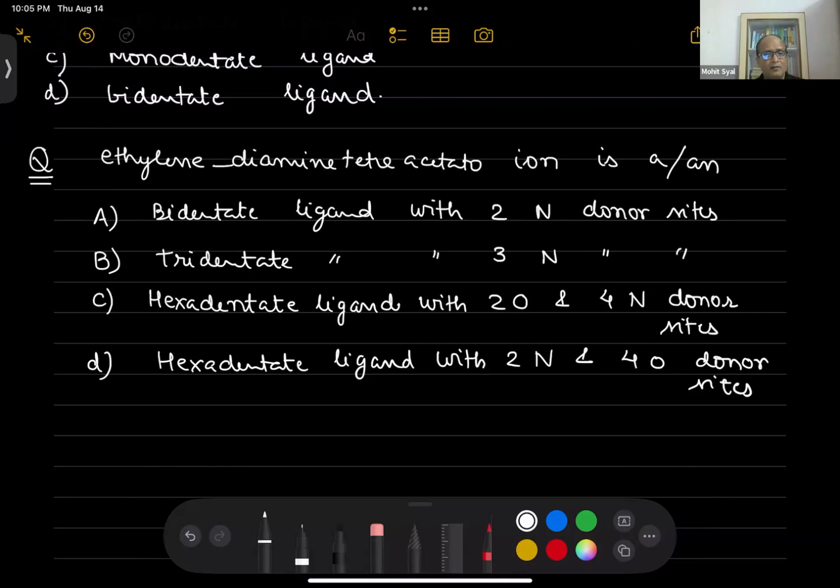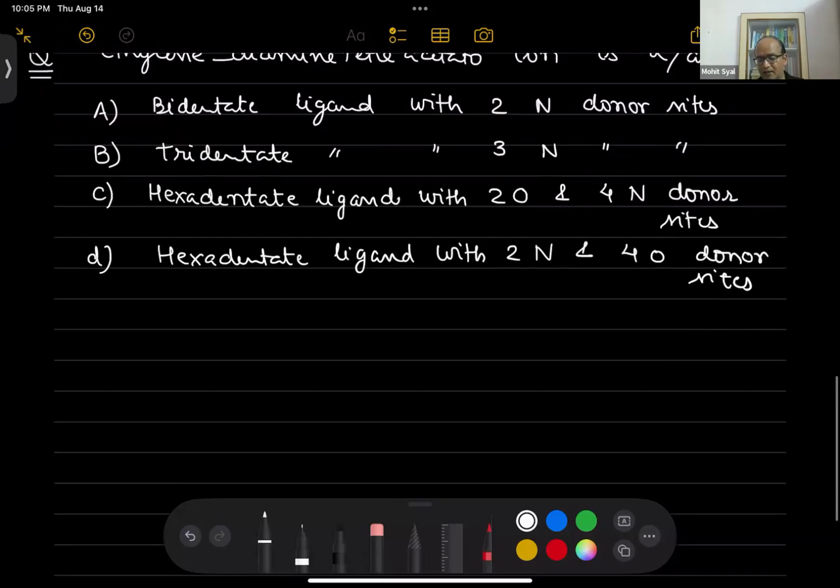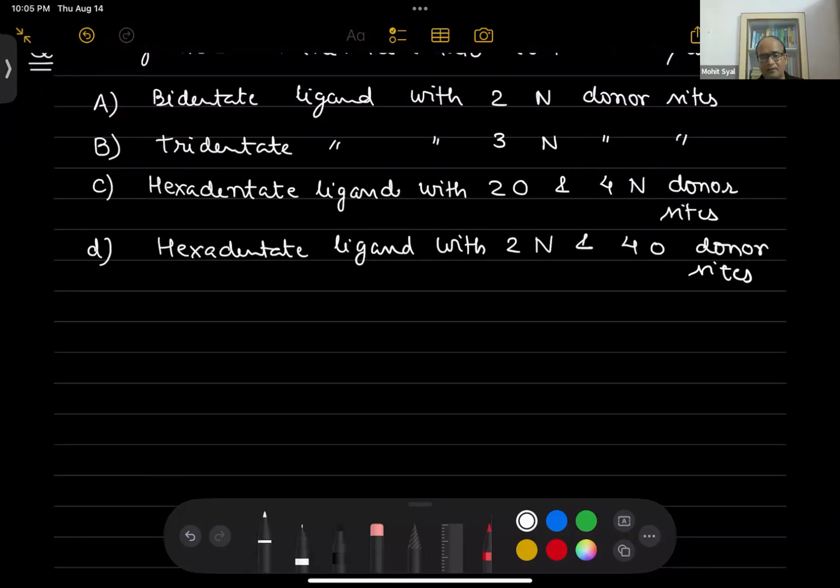Yes. Option D is going to be the right answer because, as we know, hexadentate ligand with two nitrogen, ethylene diamine. Okay, what is the full form of EDTA? It is ethylene diamine tetraacetate. So you have four oxygen in the acetate and two nitrogen from ethylene diamine. So D is the right answer. Okay.